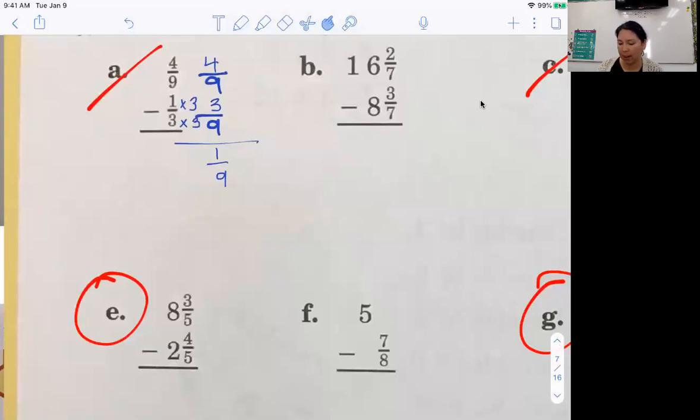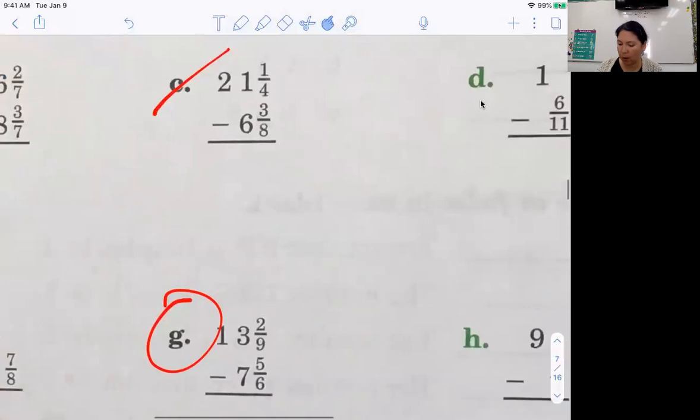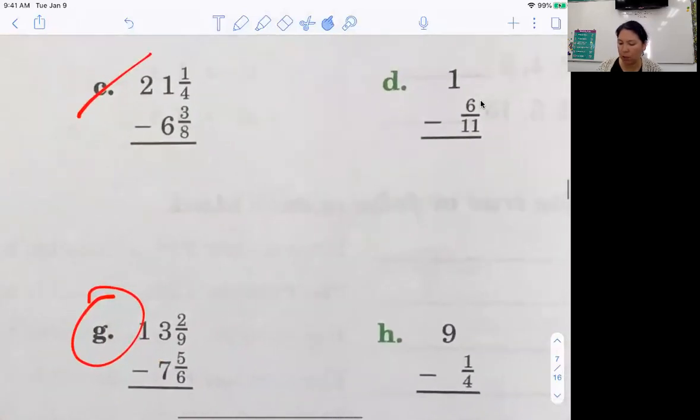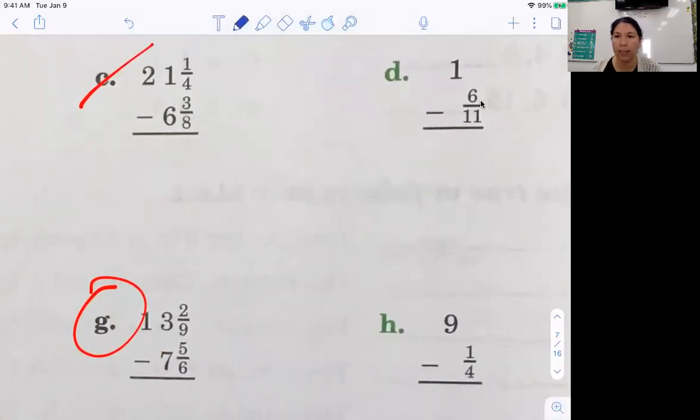All right, moving over. Remember to be pausing, so you don't feel like you're so rushed. Okay, this one actually might help you on that last one if you got a little confused. Okay, so here we go. 21 1/4 minus 6 3/8. Can I take 3/8 from 1/4? No, the bottom numbers don't match. So let's make a match.